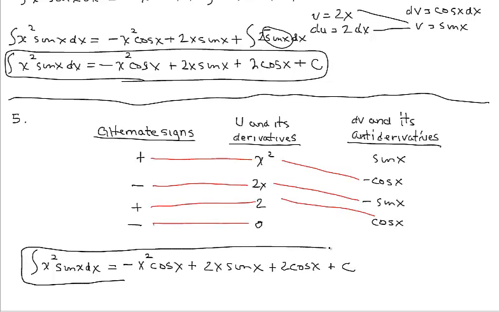So the tabular method is great, but if you're only doing 2 integrations, I don't know if it's worth the time to build the columns. It's up to you, but I wanted you to see that it is an option to avoid applying integration by parts multiple times.